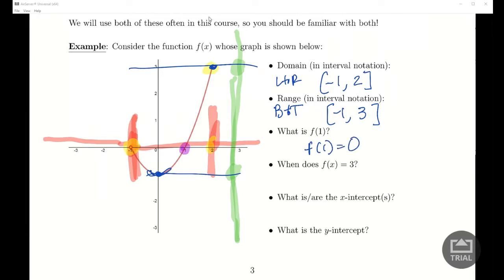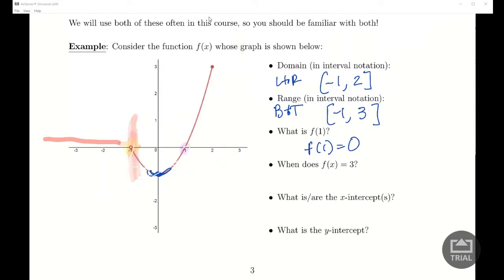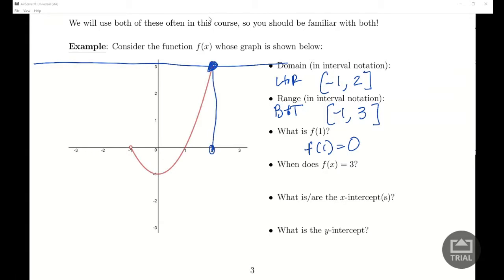And when does f of x equal 3? So what you're going to do, I'm going to erase all of this stuff so we can see what's going on. When does f of x equal 3? What you're going to do is that's y equals 3. So draw a horizontal line there and just see where your graph crosses it. So it crosses right here. What x value is that? It's 2. So f of 2 equals 3. If this went on over here, we would get another one of those, but it doesn't. So we don't.